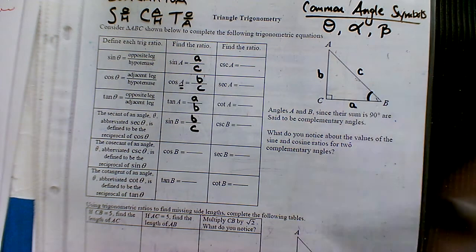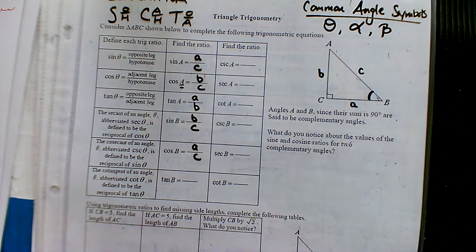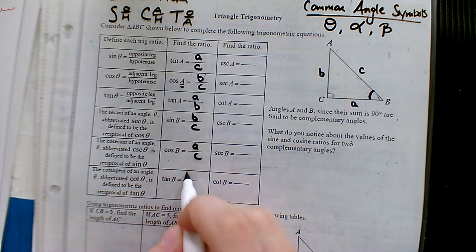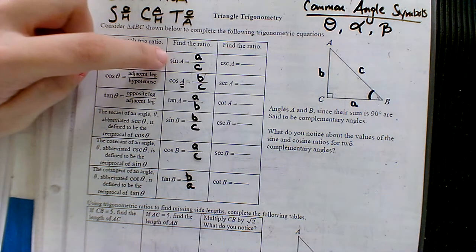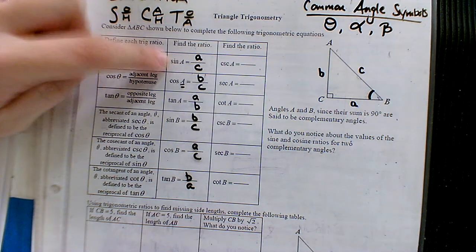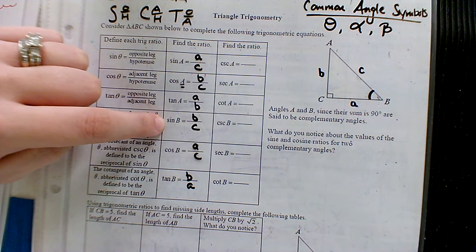What about the cosine ratio? Good. Keep going, Maddie. A over C. Good. And then tangent? Yeah. B over A. Good. Okay. So notice how the ratios change depending on the angle that you're using, or you can think about the angle where you're standing, because the sine ratio for A is different than the sine ratio for B because you're using a different angle.